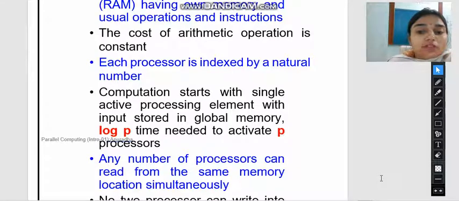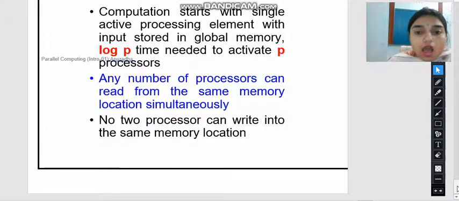Any number of processors can read from the same memory location simultaneously. Here we have a global memory. And no two processors can write into the same memory location. As we have a global memory, if two processors are executing the same instruction and have to write into the global memory at the same time, they cannot write at the same place. Both processors will write their output at different places.